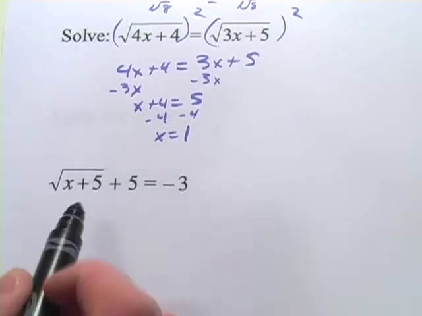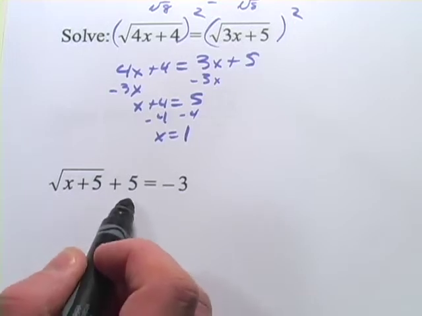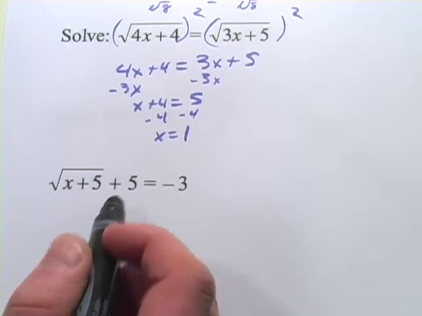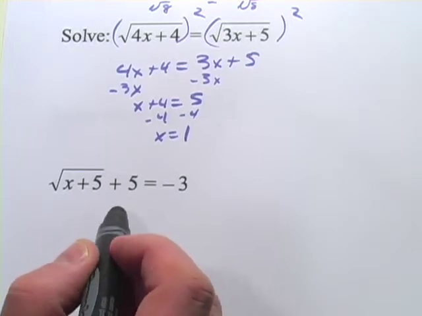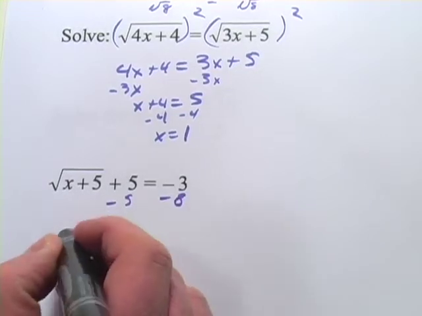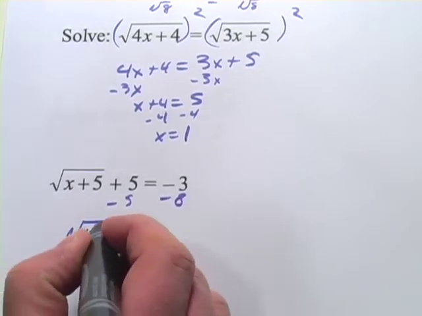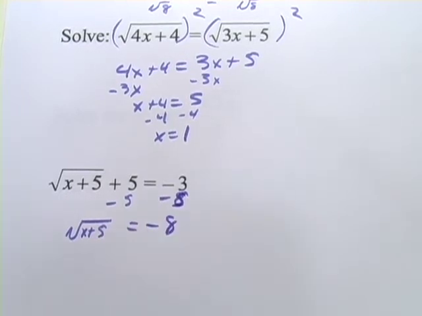Now here we have on the left side of the equation something under a radical sign and something not. Before we square both sides, we definitely need to get this away from the radical. We need to get it over on the other side. So we'll subtract 5 here, and we would have x plus 5 equals a negative 8.